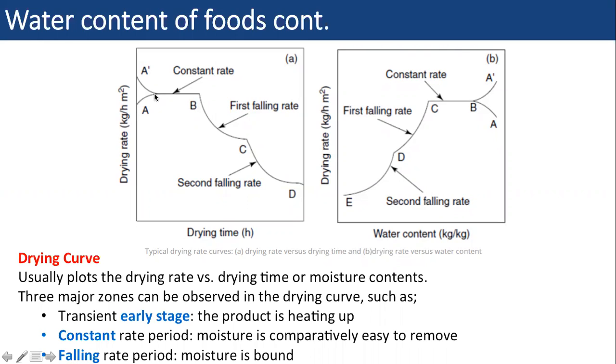At the beginning, when we start to dry something, the drying rate is comparatively higher, then there is a constant stage and a falling stage. So therefore there are three stages. We call them the early stage, constant stage and falling period. Right? What is the meaning of falling? When we expose that particular food inside the drying chamber, with time you can see the water removal rate will decrease.